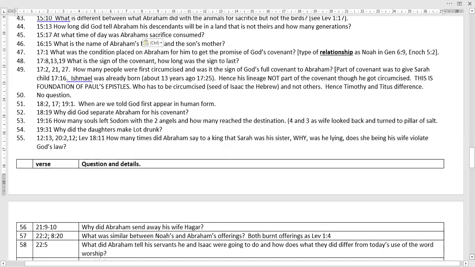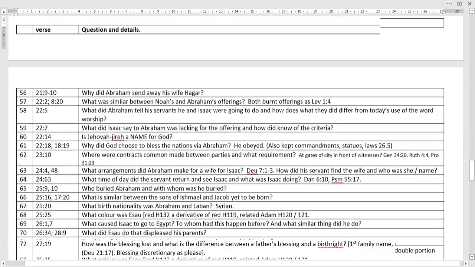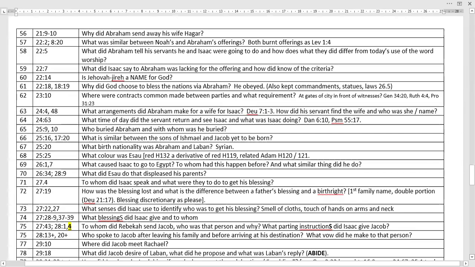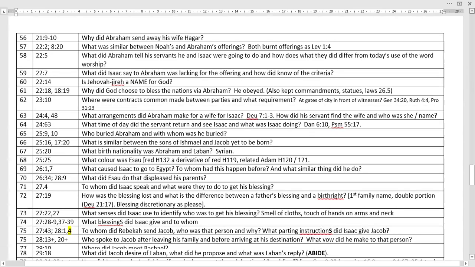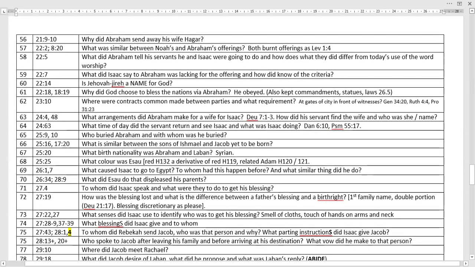Right, question 56. Why did Abraham send away his wife Hagar? Because of Sarah. Chapter 21, verses 9 and 10. Sarah thought she couldn't get children. She gave Hagar, her maid, to Abraham to wife. But when the son was born, a bit of jealousy there.